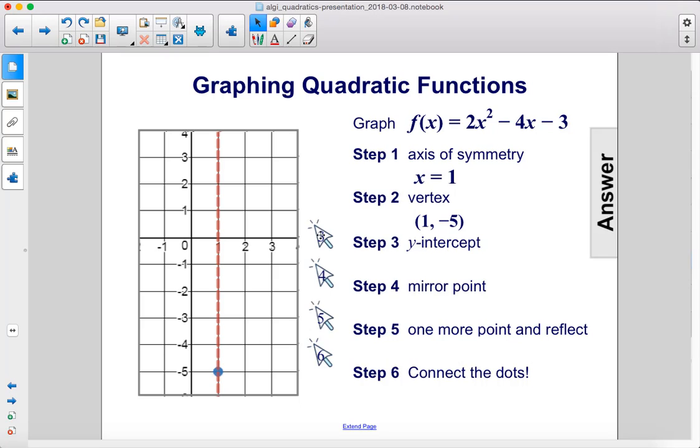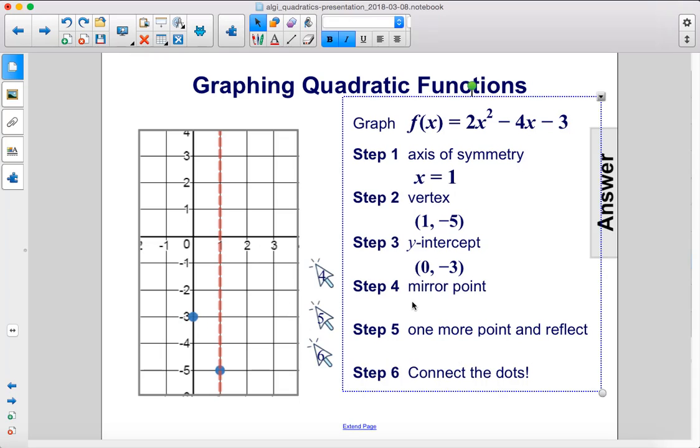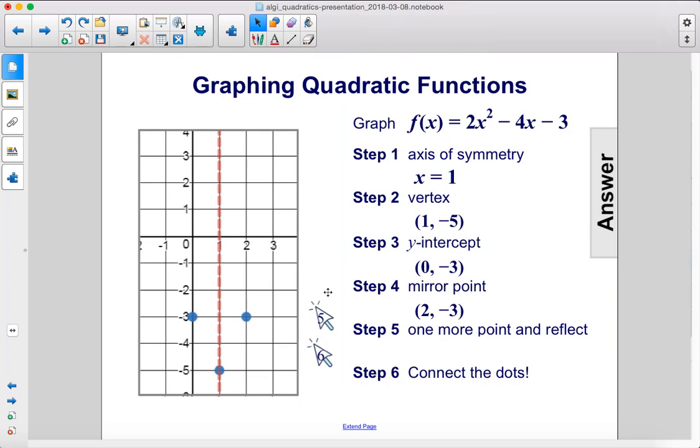Step 3, the y-intercept. We plug 0 into the function to get the y-intercept, which is at negative 3, which is here. Step 4, the mirror point. We mirror it across the axis of symmetry. So because this is 1 away, we go 1 on the other side and draw a dot. So that is at 2 comma negative 3.